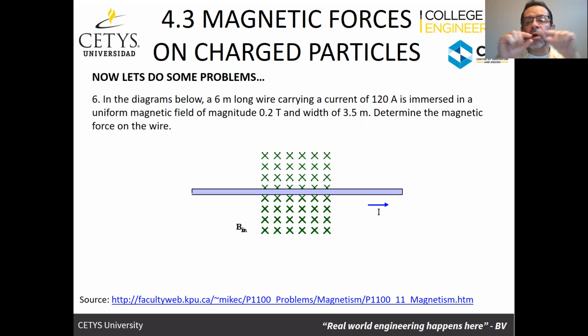And we've got a long wire. It's a 6 meter long wire, okay? The wire is 6 meters long, and it's carrying a current of 120 amps, okay? And we put that wire within the magnetic field.